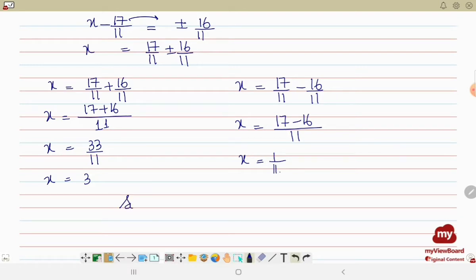So at the end we are going to write down the solution set: 3 and 1 by 11. So this is the solution set. I hope you understand each step of working.